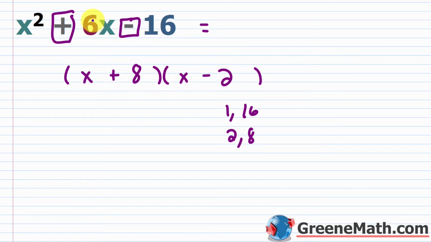I knew that because this guy right here is positive. So the positive guy has to outweigh the negative guy. Okay, so that's how I knew that. So I end up with x plus 8, this quantity, times x minus 2, this quantity.